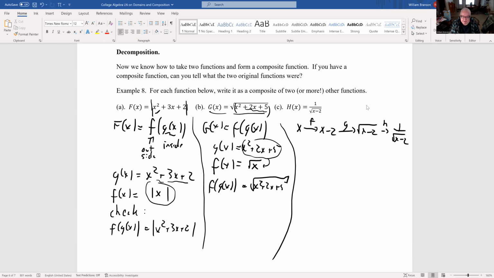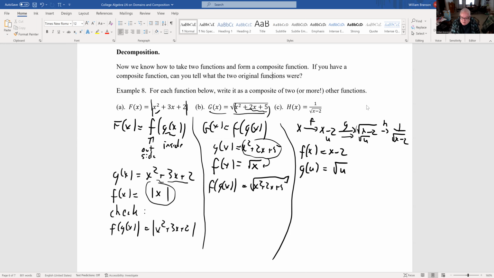So F is actually pretty easy to see. It takes X as its input, and it gives you X minus 2 out. But what's the function G? Well, it's taking an input here, which we'll call U. And what does it do to whatever its input is? Well, it gives you a square root. So G takes an input, which we can call U, and it gives you an output, square root of U.